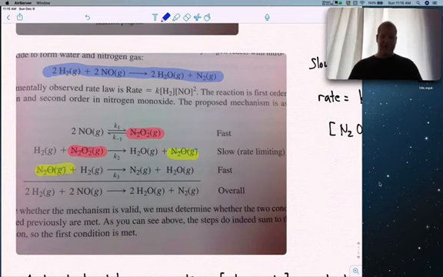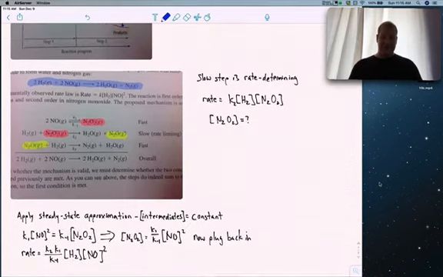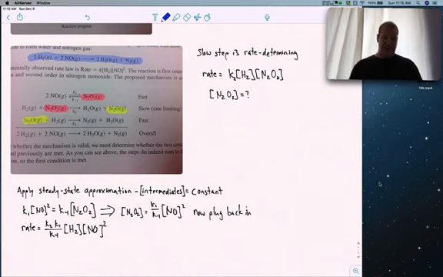The book doesn't explain this very well, so let me explain it in a little more detail. They don't mention this, but you apply something called the steady state approximation. The steady state approximation means that the concentration of intermediates is constant. And the intermediates here are N2O2 and N2O. Okay, and the kinetics are decided by the slow rate determining step.